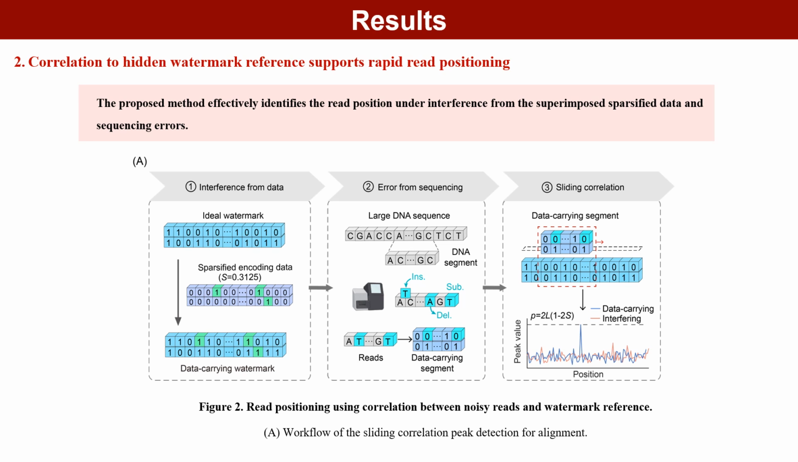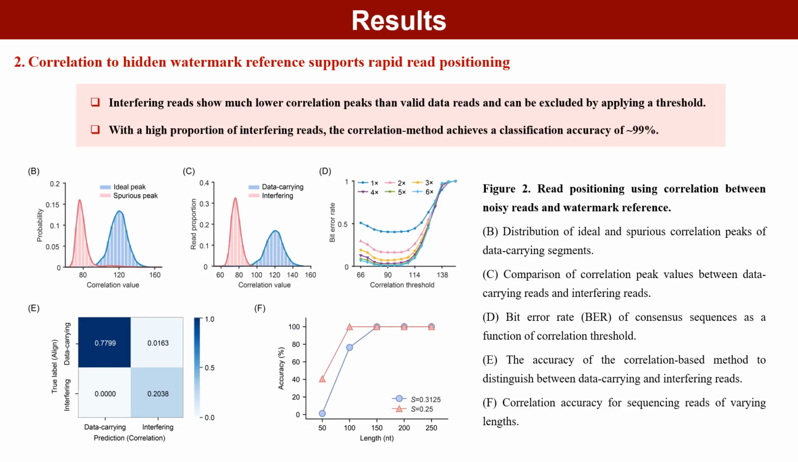The watermark sequence in noisy reads suffered from interference from the superposed sparsified data and sequencing errors. The proposed method utilized the superimposed watermark sequence as a hidden reference to perform sliding correlation with noisy reads. It enables the effective identification of read positions based on the correlation of 2 types of noise. The correlation-based method effectively filters out interfering reads and achieves high classification accuracy. Interfering reads exhibit much lower correlation peaks than data-carrying reads and can therefore be excluded using a correlation threshold.